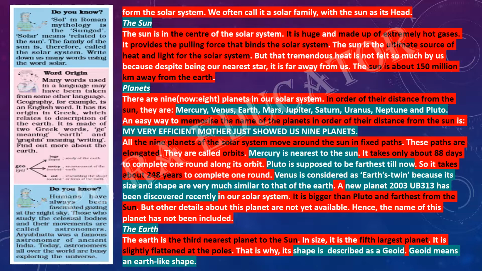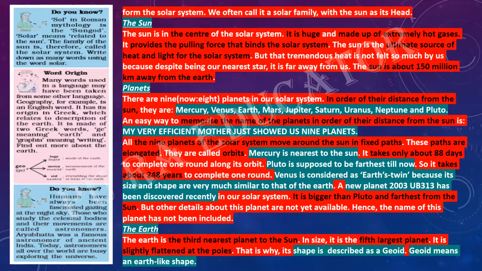Now we'll discuss the Earth, which is our own planet. It is the third nearest planet to the Sun. If we see the size, it is the fifth planet. It is slightly flattened at the poles and bulged in the middle. So it is named geoid. Geoid means an earth-like shape.